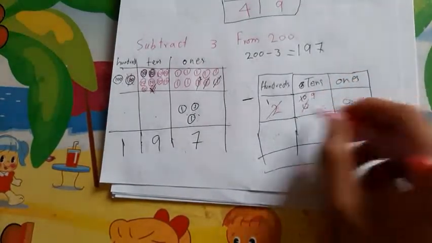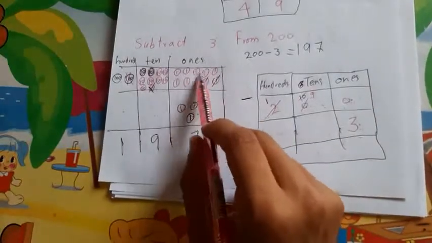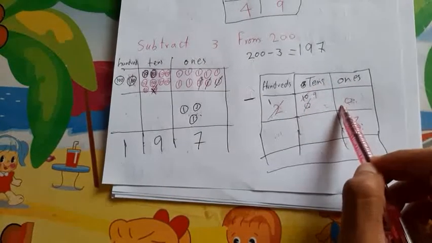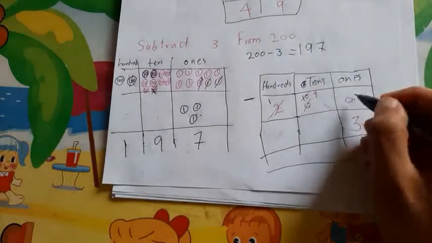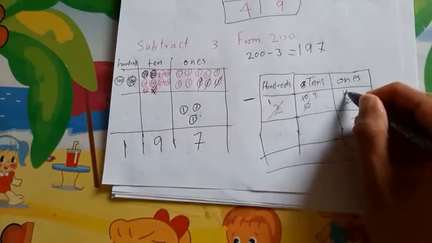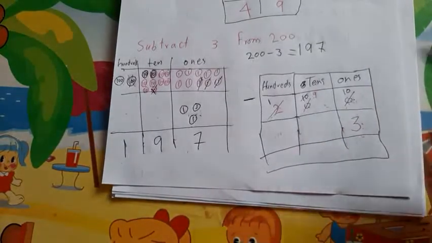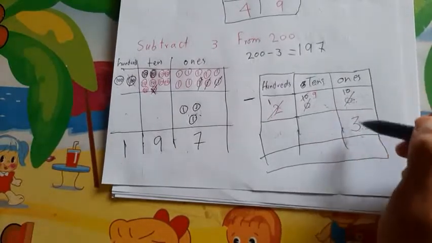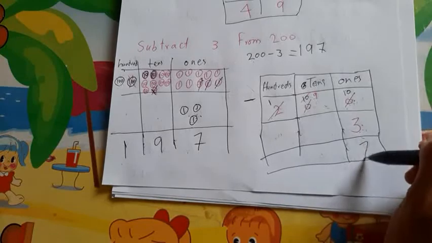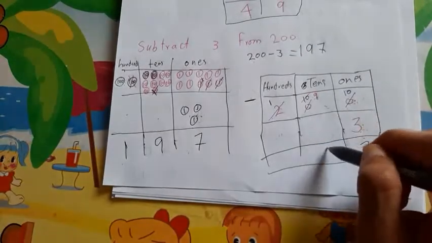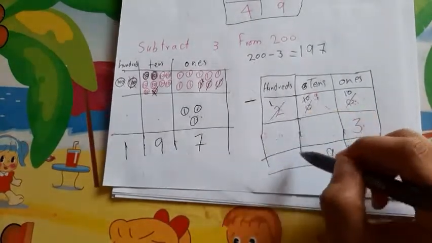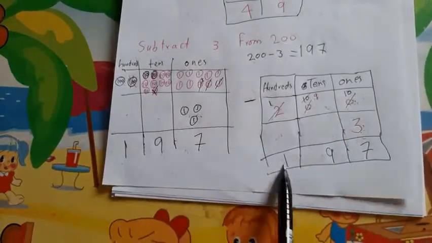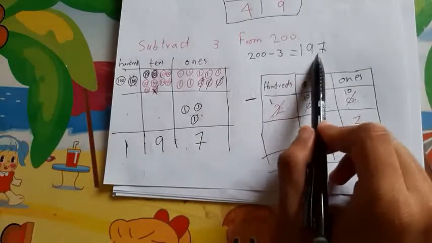And the 0 becomes how many ones? 10 ones, because I already took 1 ten. Now I can subtract 3 from 10. 10 minus 3 is what? 7. 9 minus 0 is 9. 1 minus 0 is 1. Is it the same answer? 197, 197. So the answer is 197.